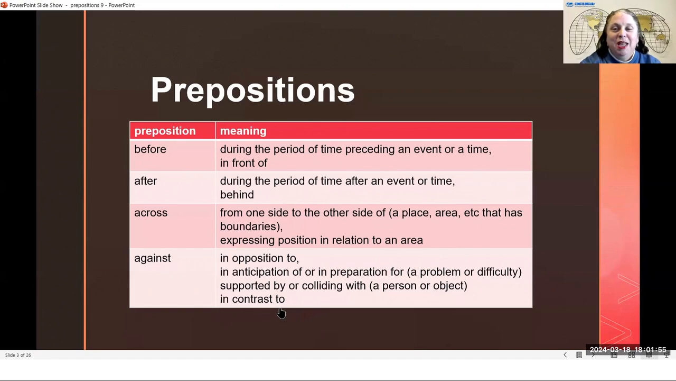Now, just looking at these words by themselves, I think that's very confusing. But I think that once you see the pictures and the examples, it's going to be much easier for you to understand. Let's look at our first example.